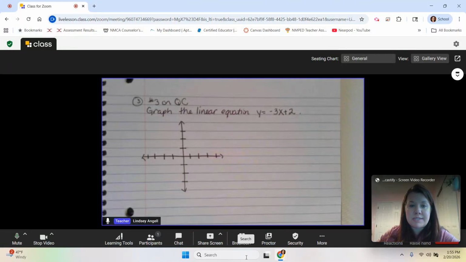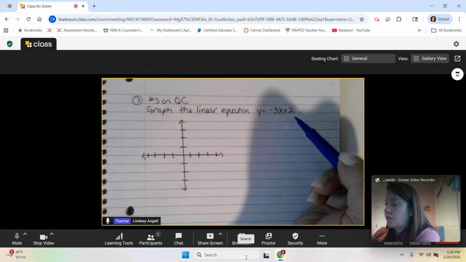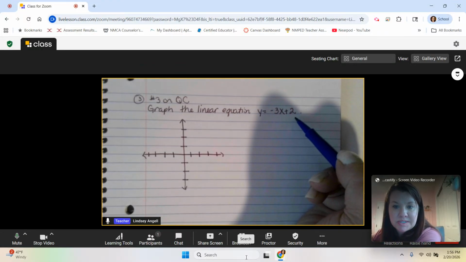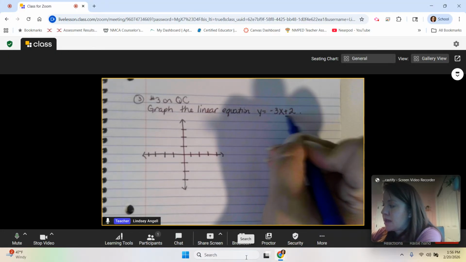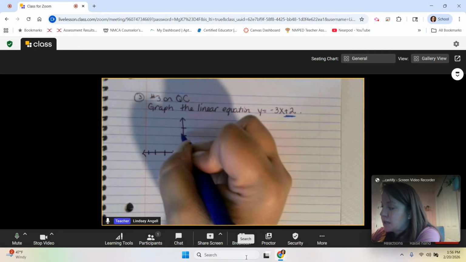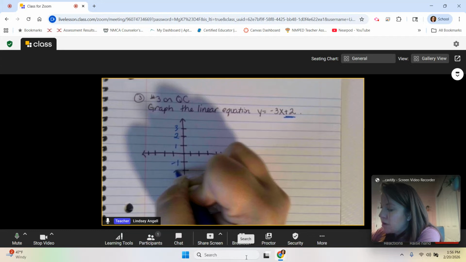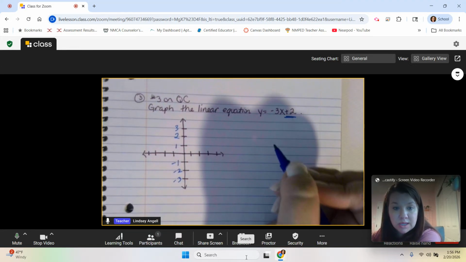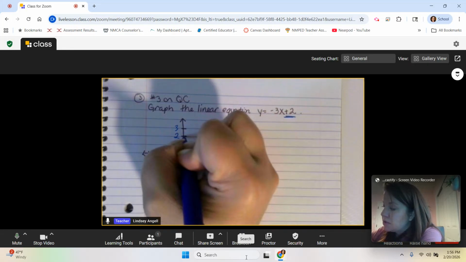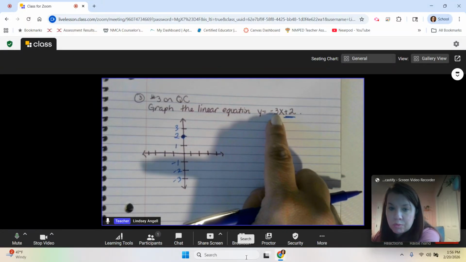Okay, last one for today, number 3 on your quick check. Graph the linear equation y equals -3x plus 2. With this, what I always do is start with my y-intercept. My y-intercept is +2. So on my y-axis, I'm going to find +2, and keep in mind we've got 1, 2, 3, and this will be -1, -2, -3. Hopefully that sounds familiar. So we're crossing at +2. Now, our slope is -3.